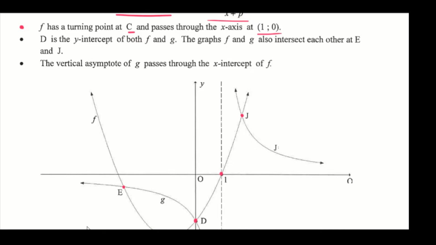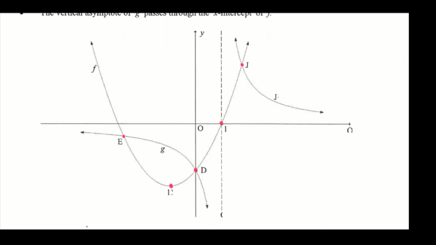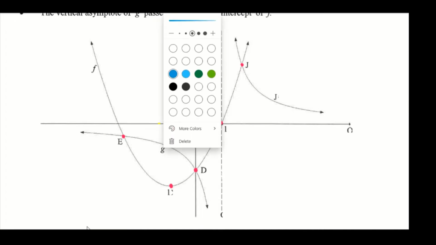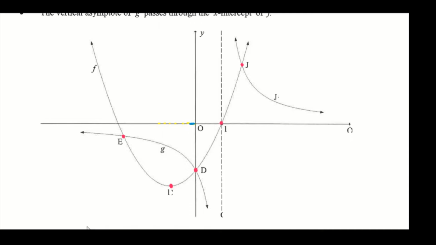So the vertical asymptote of g passes through the x-intercept of f, right? So these are the intercepts, right? And then the asymptotes are passing through here. So let me just indicate, with a different color. So the asymptotes, we are told that they are passing through here, right? So this is the horizontal asymptote.